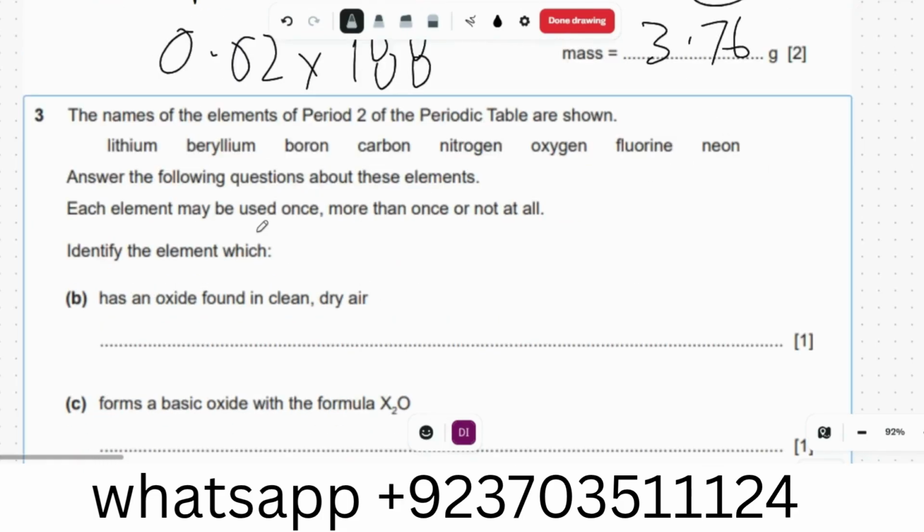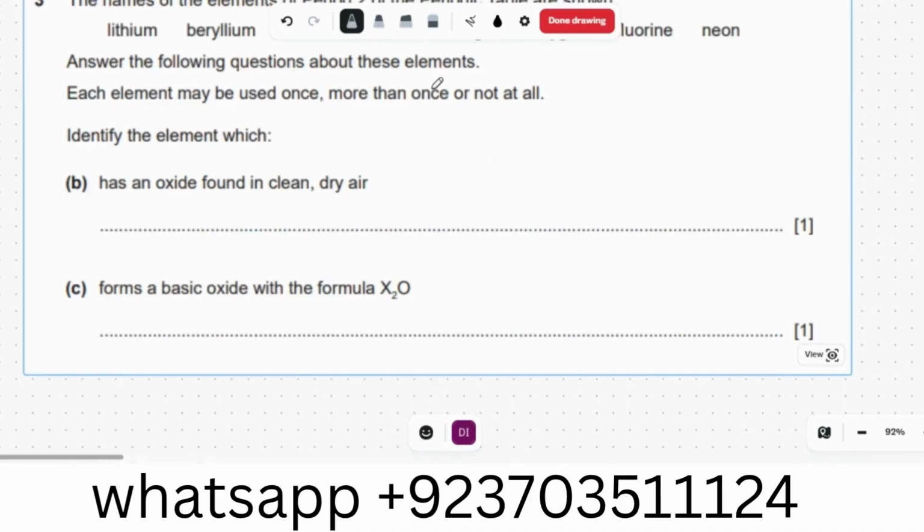So the names of the elements of period 2 of our periodic table are shown. Okay, lithium, beryllium, boron, carbon, nitrogen, oxygen, fluorine, and neon. Answer the following questions about these elements. Each element may be used once, more than once, or not at all.